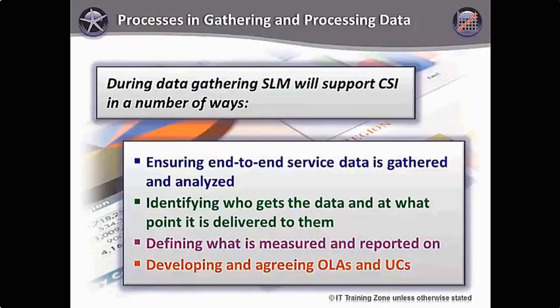During data gathering, service level management will support CSI in a number of ways, including those you can see here. It will ensure end-to-end service data is gathered and analyzed. It will identify who gets the data and at what point it is delivered to them, before or after analysis. It will define what is measured and reported on, and highlight any gaps in the monitoring capabilities of the organization. Finally, service level management will be responsible for developing and agreeing operational level agreements and underpinning contracts that support service level agreements.